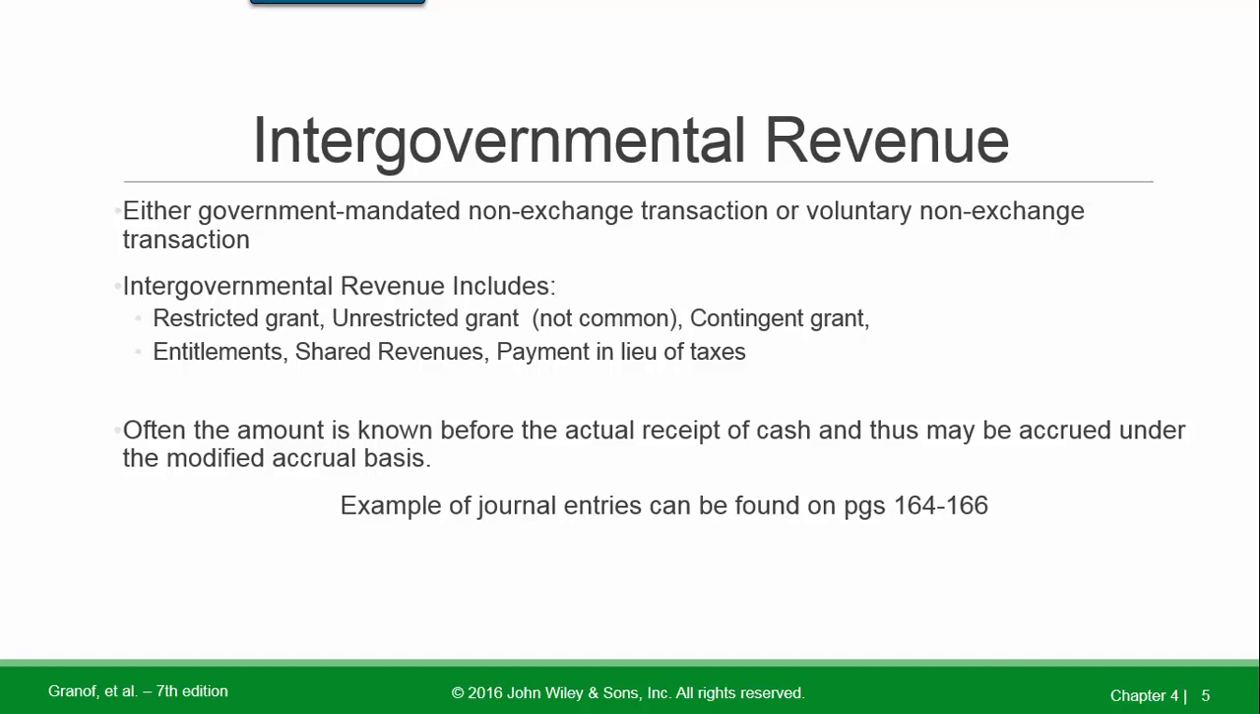Intergovernmental revenue. Either a government-mandated non-exchange transaction or a voluntary non-exchange transaction. Intergovernmental revenue includes restricted grants, unrestricted grants, which is not common, contingent grants, entitlements, shared revenues, payment in lieu of taxes. Often the amount is known before the actual receipt of cash and thus may be accrued under the modified accrual basis. Example, see pages 164 to 166.